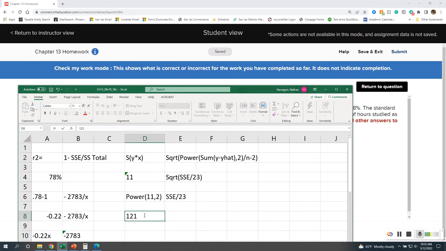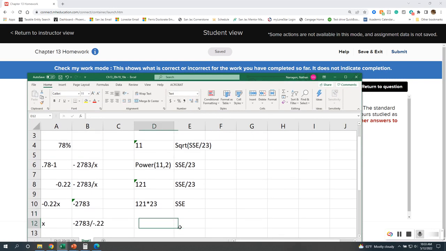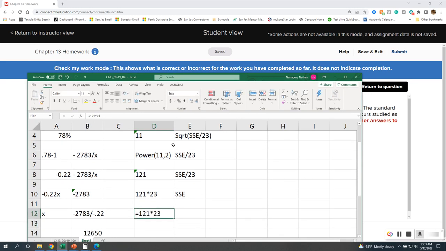From there, we found out that this is 121, which is actually our MSE, which is SSE divided by 23. Notice that 23 now is on the bottom. So we would have to multiply both sides. 121 times 23, which leaves us with our SSE. Again, equals. Well, I still have it as text.